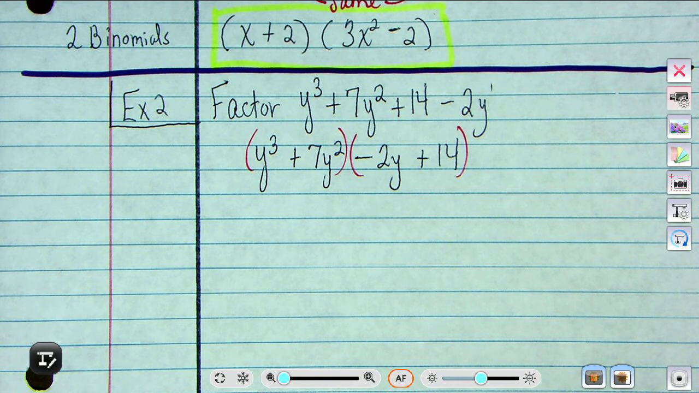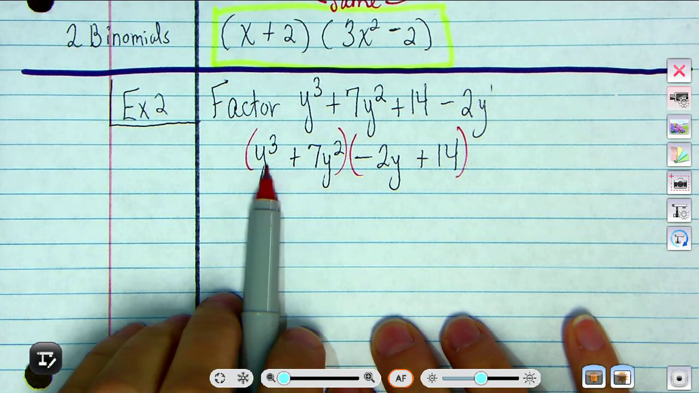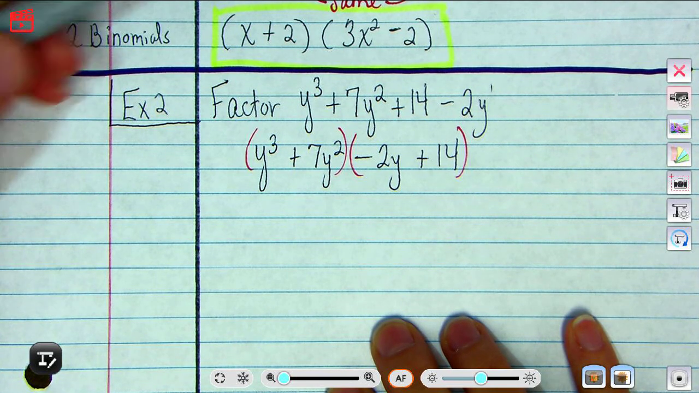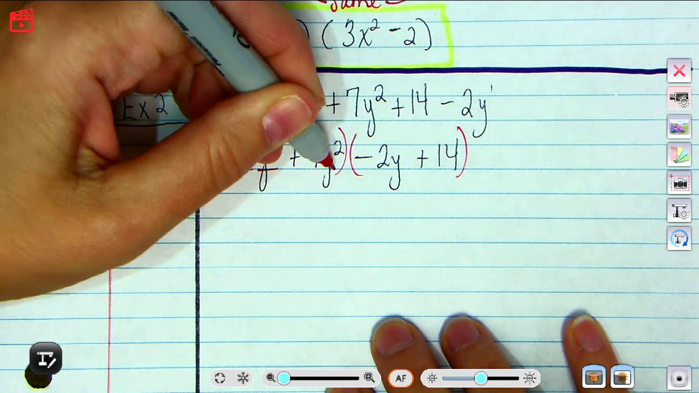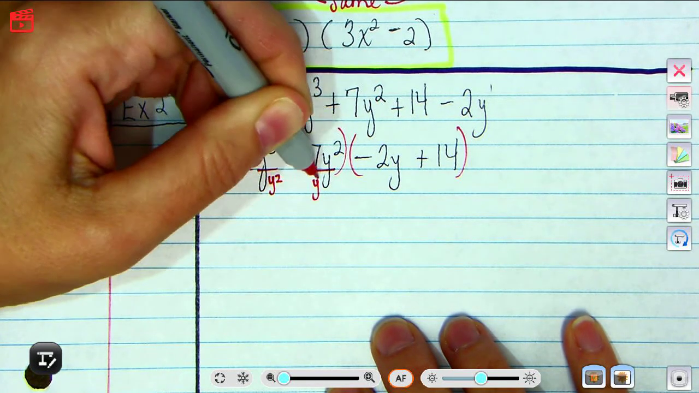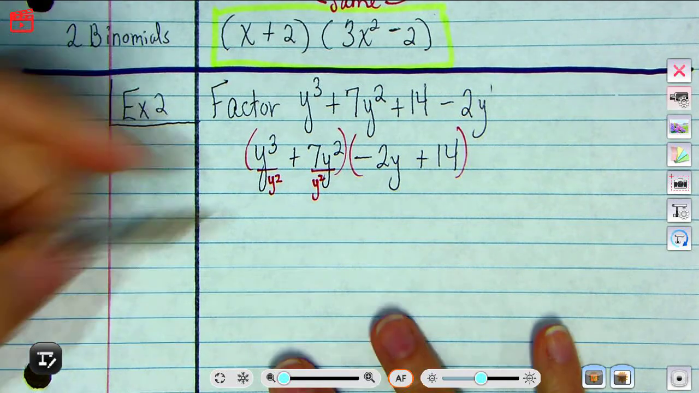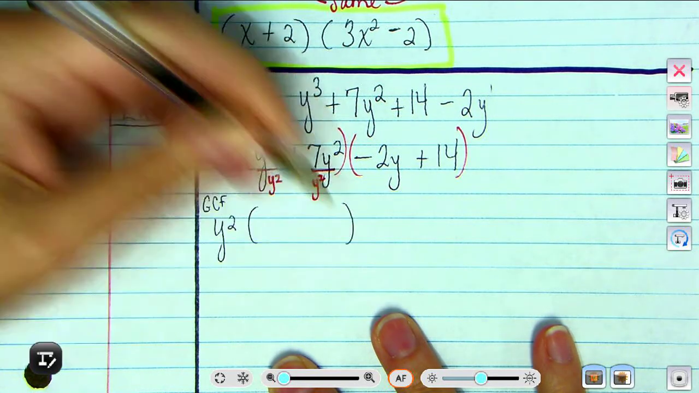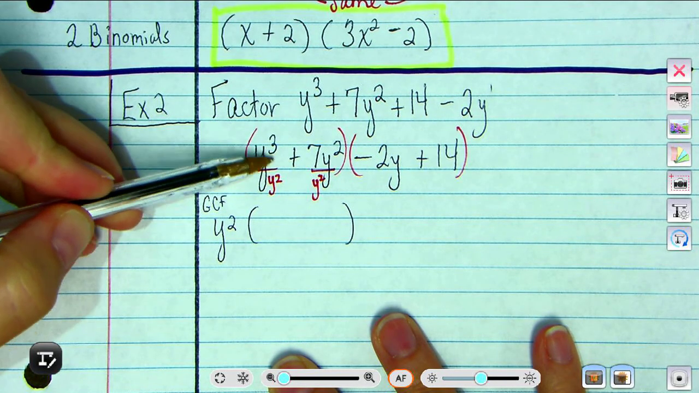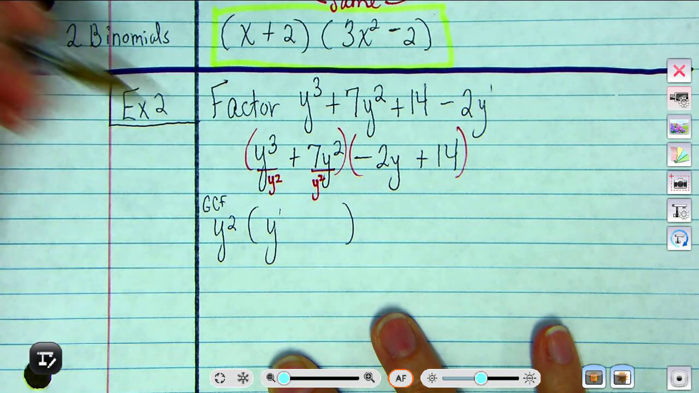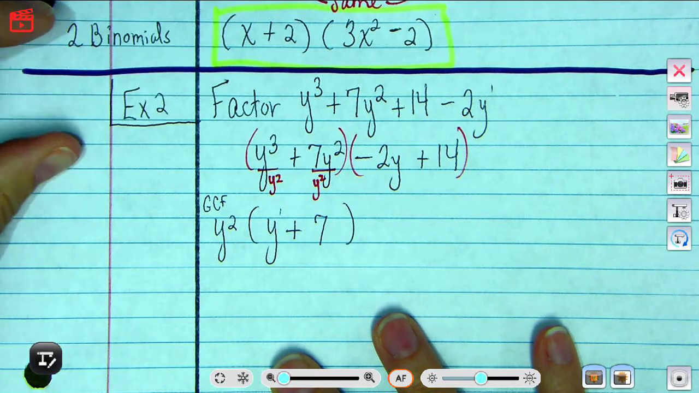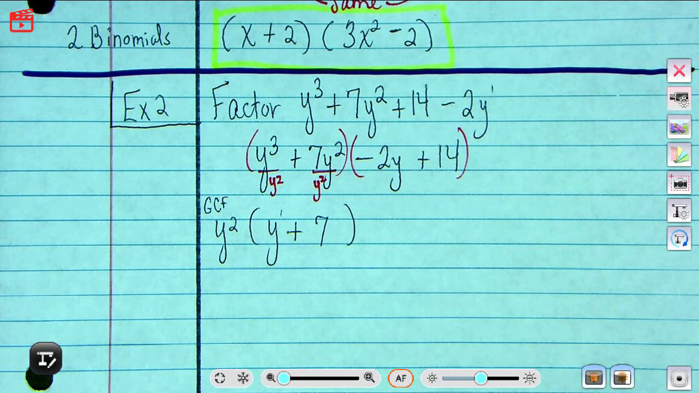So in the first pair, let's see. Numerically, it would just be 1, but they do have the same variable. They both have y, and the smaller exponent in this case is 2, so we can actually divide both of these by the greatest common factor, which was y squared. Okay, so here our greatest common factor was y squared, and when I factor that out, let's see, subtract your exponents here. That's going to be y to the first power plus 7. The y squareds cancel out there. So it's just y squared times y plus 7.